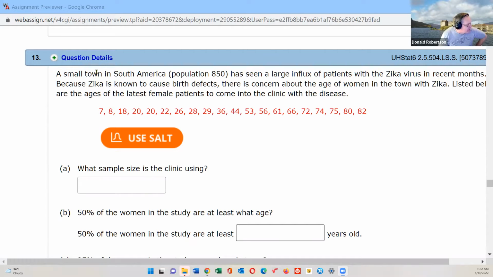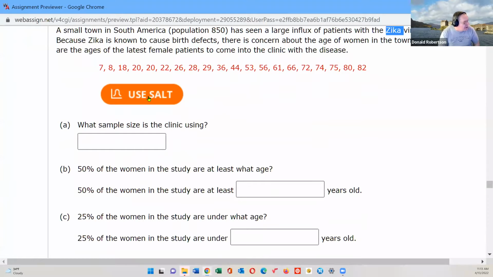So let's do this story. A small town in South Africa with a population of 850 has seen a large influx of patients with what's called the Zika virus. Evidently, this is a virus that causes birth defects, so you don't want to catch it when you're pregnant. There is a concern about the age of women in the town. Listed below are the ages of the latest female patients who came into the clinic with the disease. So far, so good. Now I'm going to hit solve.